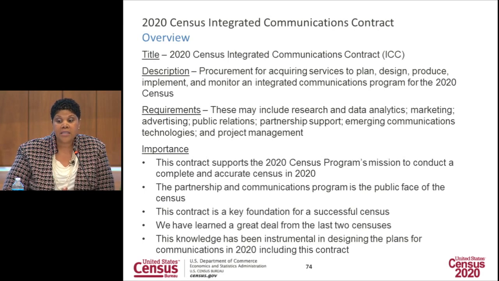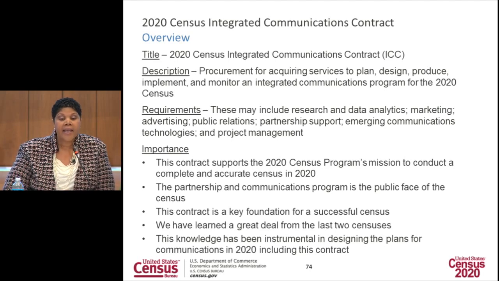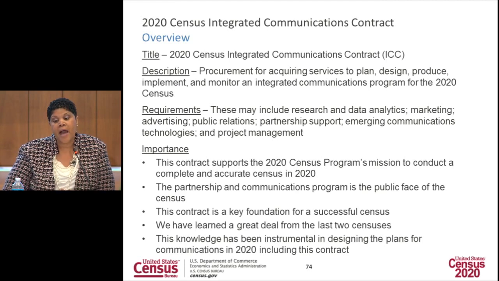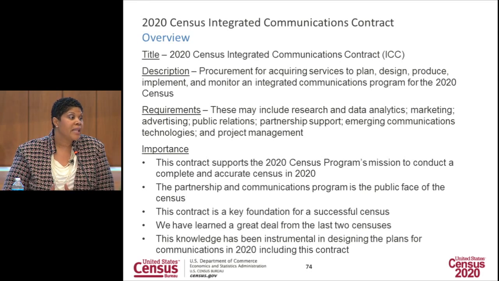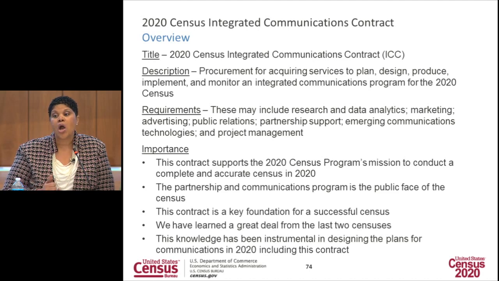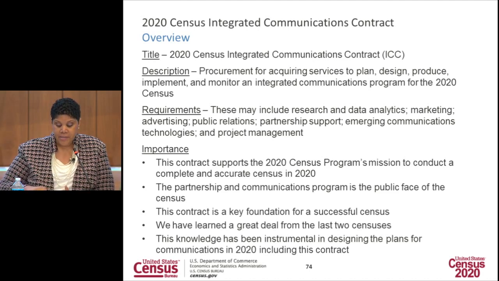This contract is important for several reasons, and we've listed some of them here. To help ensure that we count people once and only once and in the right place is a reason why we have this communications contract. And we want to make sure that we have learned a great deal from our knowledge from the past two censuses regarding this type of contract, and will ensure that this planning process captures all of that knowledge from the past two censuses.